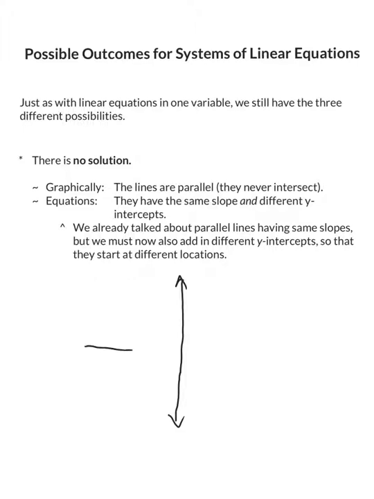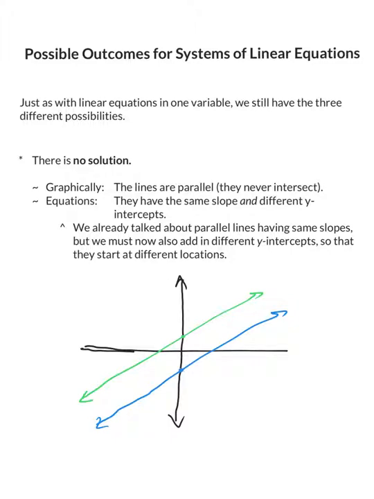So for instance, if we have lines that have the same slope, but they start at different locations, then they are never going to intersect. And that's about as good as I can do right there. So hopefully you can see that. Again, same slope, different y-intercepts, no solution.